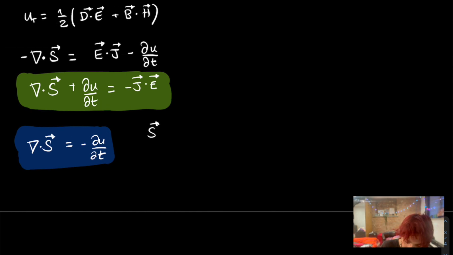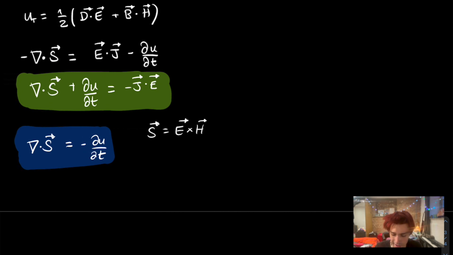The fact that we defined S as being equal to E cross H is actually what made this entire thing possible. And so this is why this S is given a special name. It's called the Poynting vector. And essentially what this S is measuring is a measure of the intensity of the electromagnetic radiation right here.